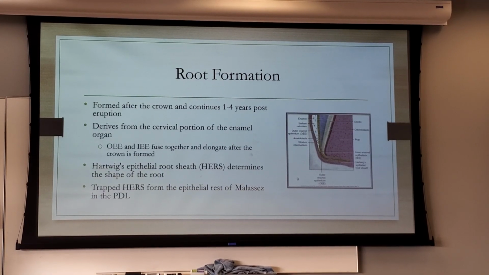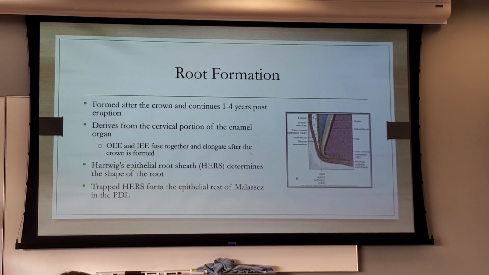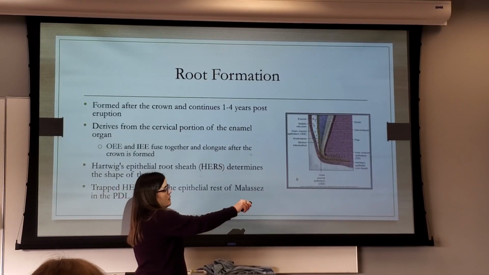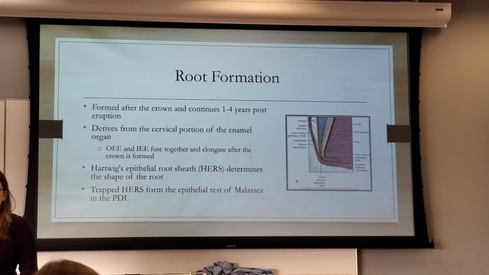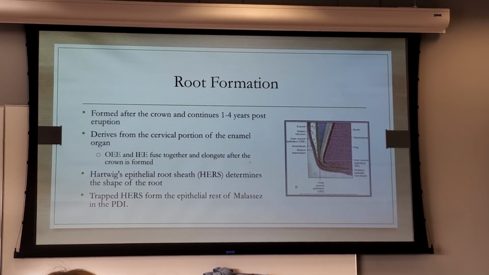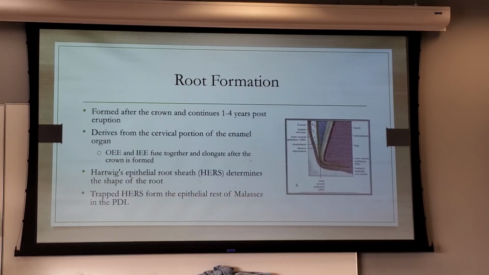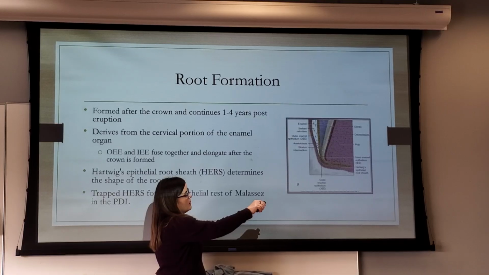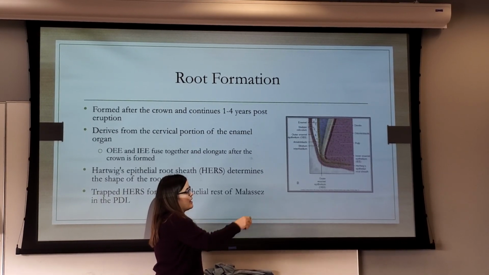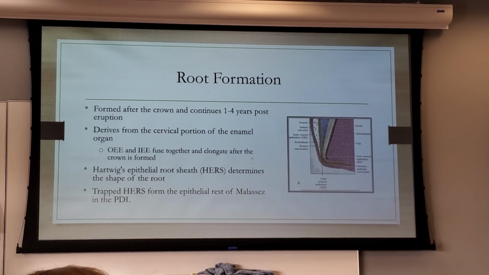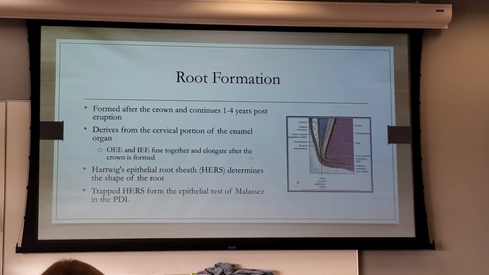The root is derived from the cervical portion of the enamel organ. So as our enamel organ starts to form, that tip starts to come together and form, in a sense, kind of a neck here. It's that tooth germ coming together. It's the OEE, the outer enamel epithelium, and the IEE, the inner enamel epithelium. They fuse together and start to elongate after the crown is formed. So the IEE comes together with the OEE, and they fuse, and then it starts to deepen, and that's what's going to give the shape of the root based on how it elongates and travels down.